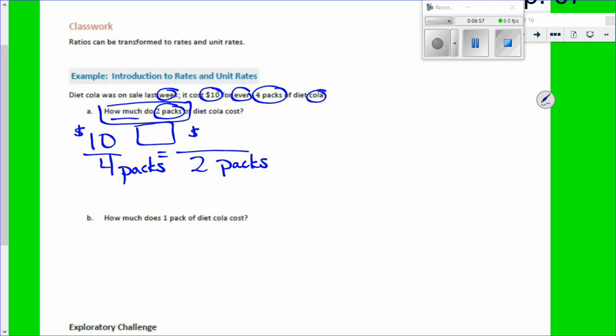Now, for my magic box, all I got to do is say, how did I go from 4 to 2? Remember, it's always multiplication or division. Lucena? Divided by 2. So guess what I'm doing to the 10? So I get? The nice thing is, I also already have my units. So we're not quite done because it's a word problem, so we still need to answer in a full sentence. But 2 packs will cost $5.